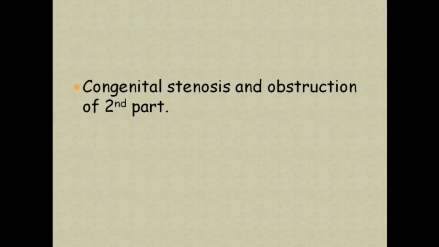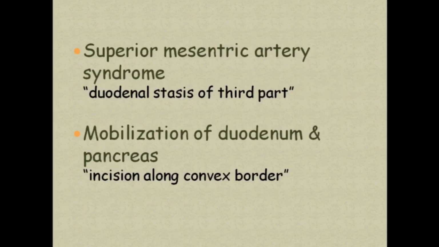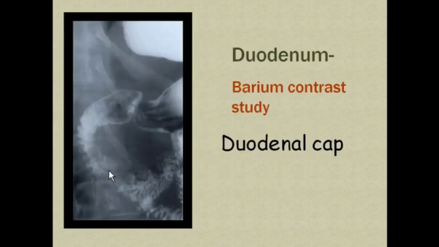Then we have some clinical aspects such as congenital stenosis and obstruction of the second part of duodenum, and superior mesenteric artery syndrome, which causes duodenal stasis of the third part, and mobilization of duodenum and pancreas is by incision along the convex border of duodenum.